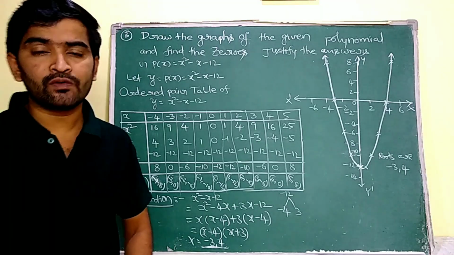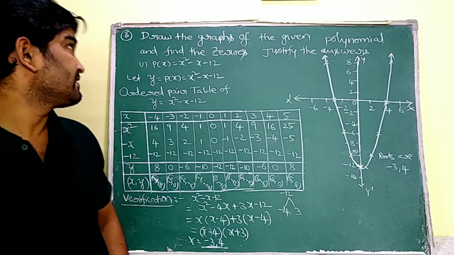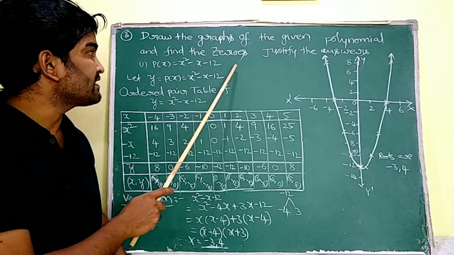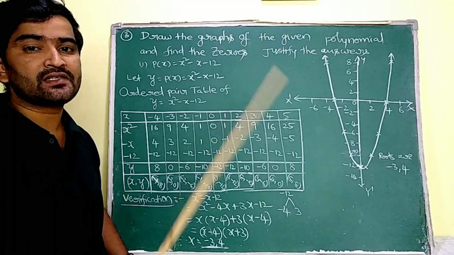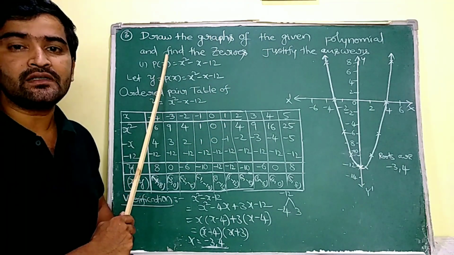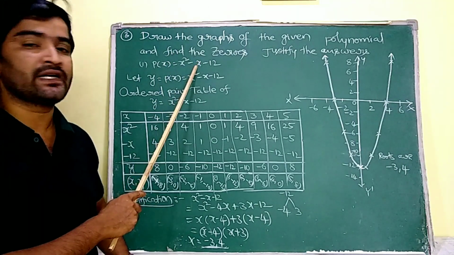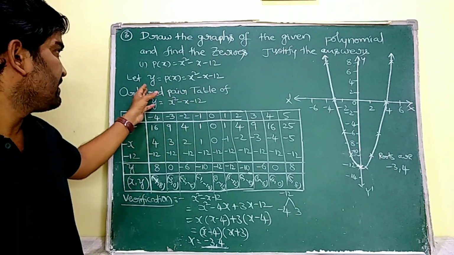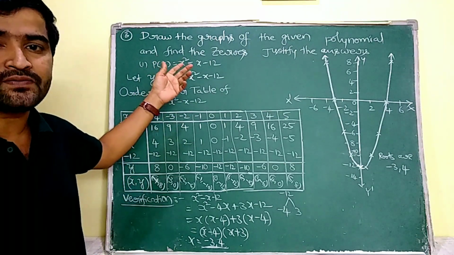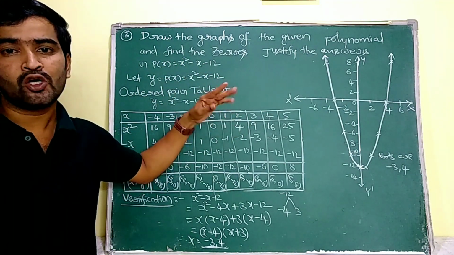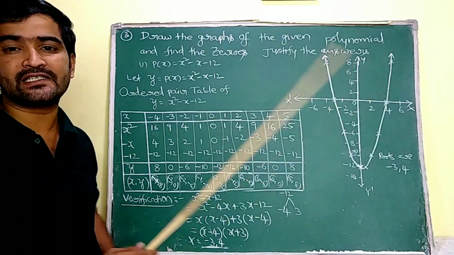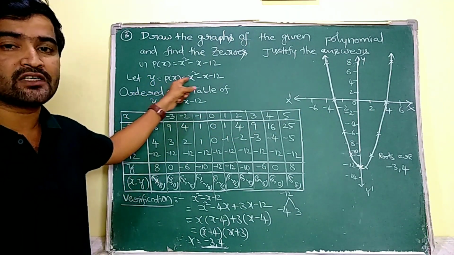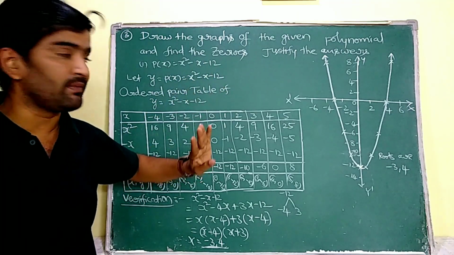Okay. See now we are going to discuss the third section. Draw the graph of the given polynomial and find the zeros. Justify your answer, it is asking. Okay, first polynomial is p of x is equal to x square minus x minus 12. We already discussed that we have to assume it as y. Why? Because for drawing the graph we must need two variables x and y. Why? Because it is a coordinate plane, no? So assume that y is equal to p of x is equal to x square minus x minus 12.